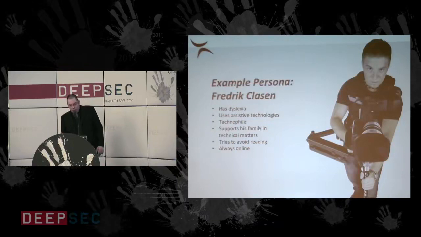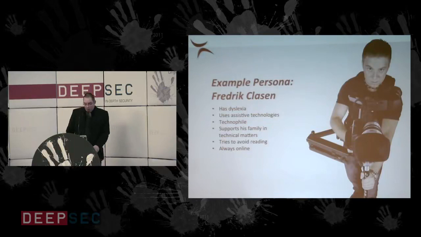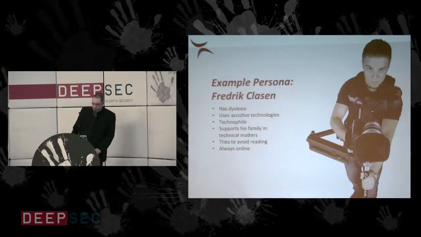Just to give you a brief introduction to the personas, I picked out one sample persona, Frederick Claassen. We have a whole family, the Claassens. And this guy has dyslexia. He uses assistive technologies when he has to read a lot on the screen. Still, he likes technology. And he, of course, is the young guy in the family who supports the adults when things don't work. Based on his dyslexia, he tries to avoid reading, but he's still always online.